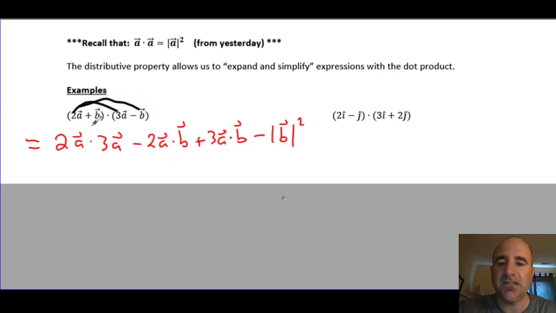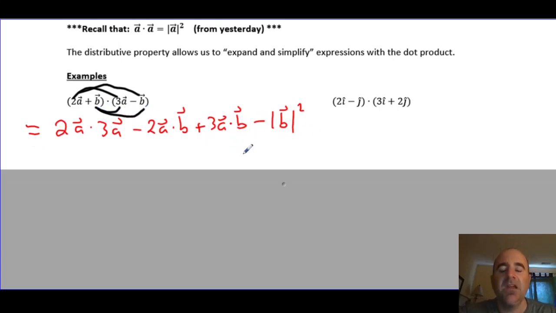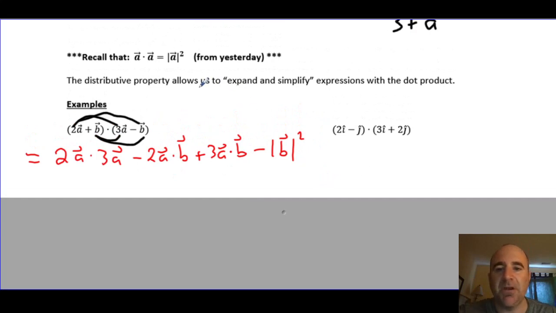So inside, b dotted with 3a gives me that right there. And then last, of course, negative b and b dotted gives you that right there. Now I'm using more than one of these properties. I'm definitely using this property right here to get this. I'm also using the idea that the order doesn't matter either. So I did 3a dotted with b and I put the 3a first.